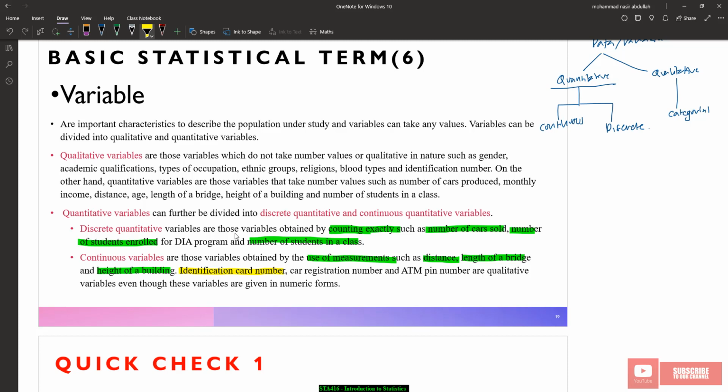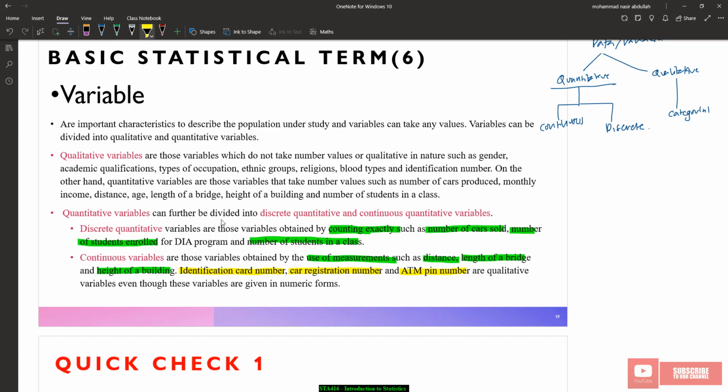Dia tak boleh ada frekuensi yang banyak. Right. And then car registration number is also unique, so it lies under qualitative data or variable. ATM PIN number also lies under qualitative data. This is something unique that cannot be replicated. Kita akan keluarkan daripada quantitative variable.